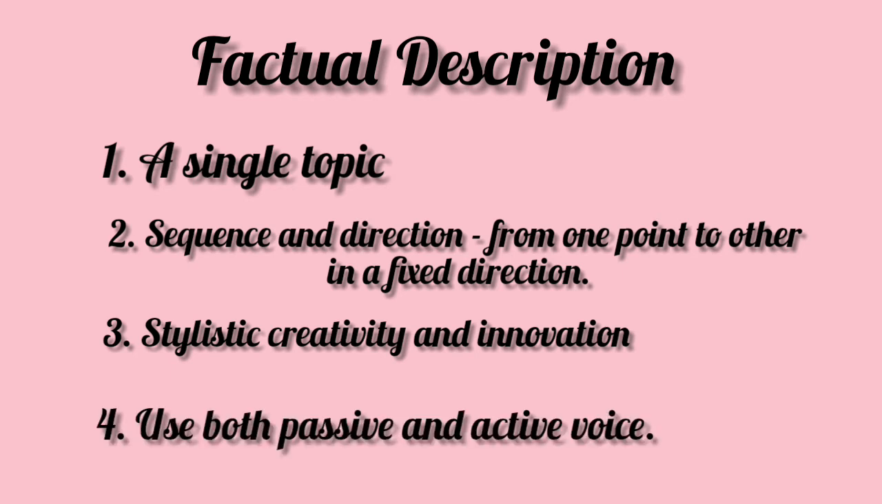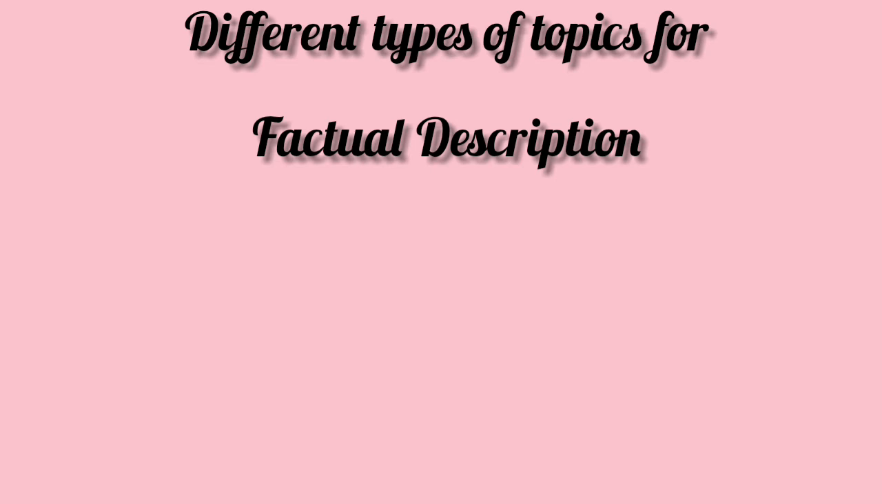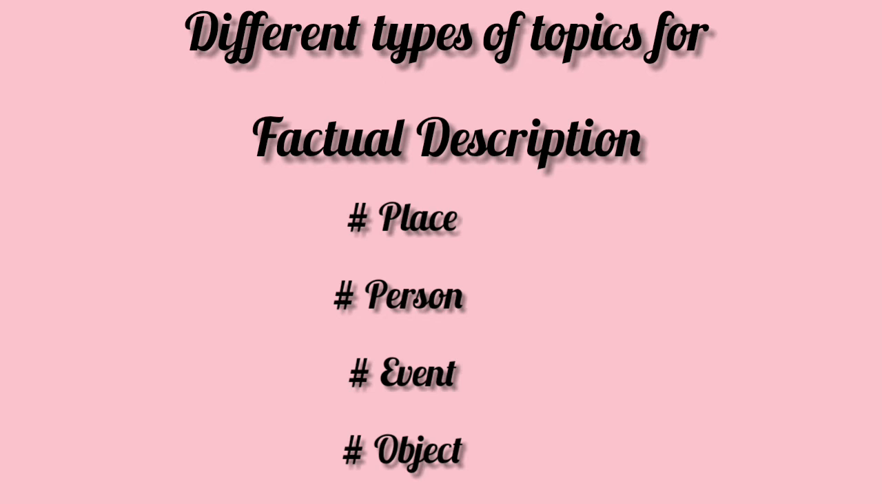You should always use a mixture of passive and active voice. There should always be unity in the description, clarity of the facts that you're talking about, and the logical development of thought. There are four things which can be used in factual description. You can use place, person, event, or object.